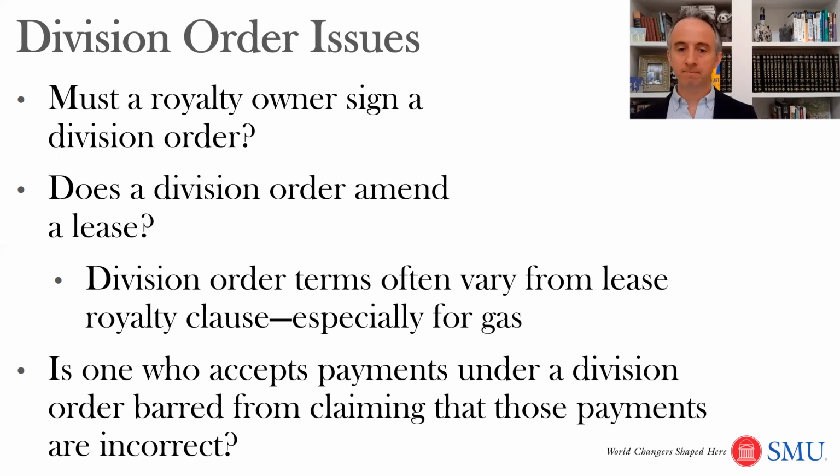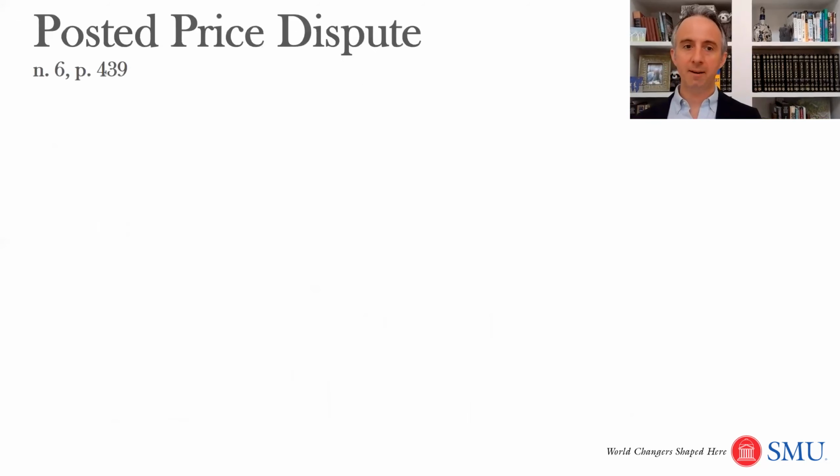Okay, another question, if you accept payments. So there's two things we could say the landowner did to ratify a division order. One is signing it, and two is accepting payments. What we see from the Govenda case is even if you've done that, if there's a big substantive error in the division order, it's not supposed to change your legal rights, at least in Texas. But you can see in your book the different ways different states have handled that.